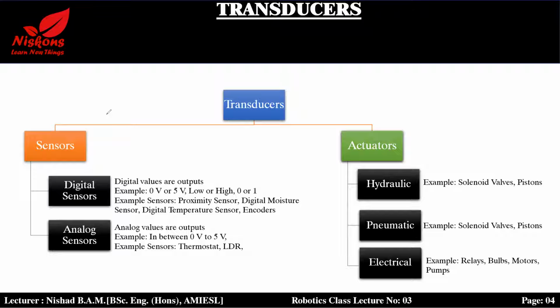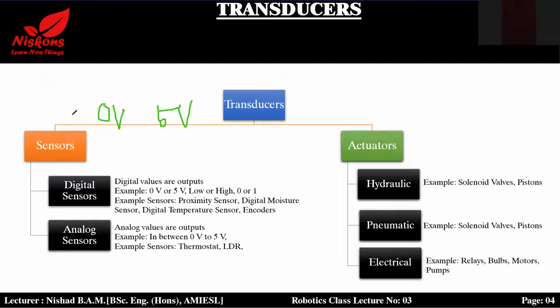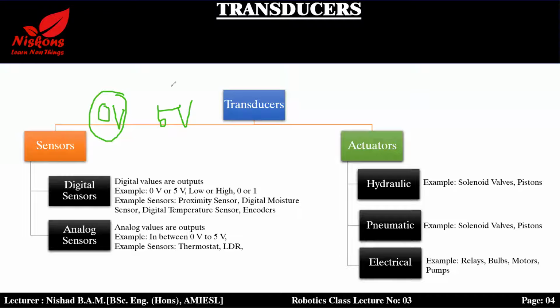If they send an electrical signal of only 0 voltage or 5 voltage, that is called a digital sensor. We can only get two values. If the smell is available, we get 5 voltage; if we don't have the smell, we get 0 voltage. In between, we can't get the levels of the smell. That is called a digital sensor: we can get only either 0 voltage or 5 voltage.